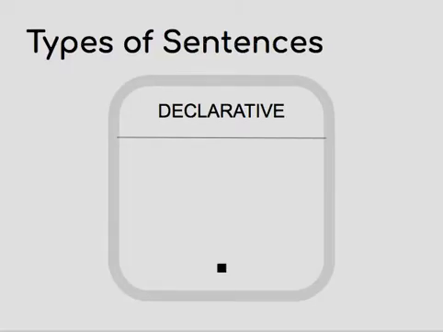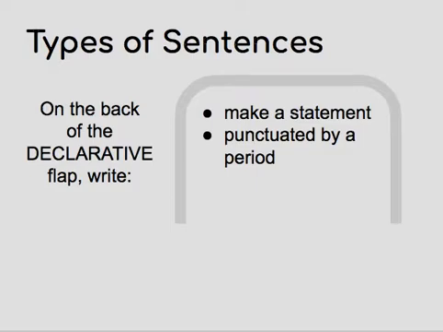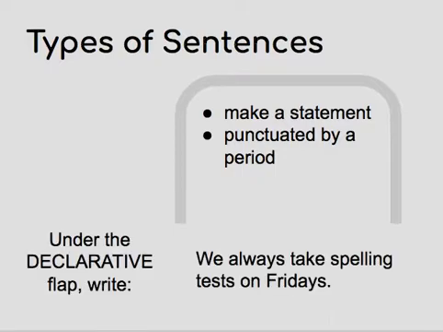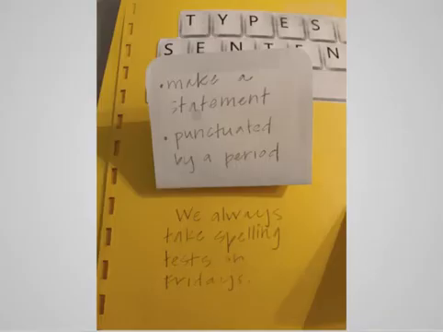We're going to start with the declarative sentences. On the back of the declarative flap, write make a statement and punctuated by a period. Under the declarative flap, write we always take spelling tests on Fridays. This is what your end product is going to look like.